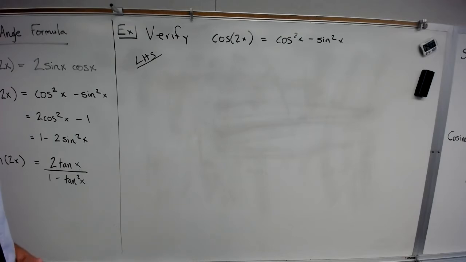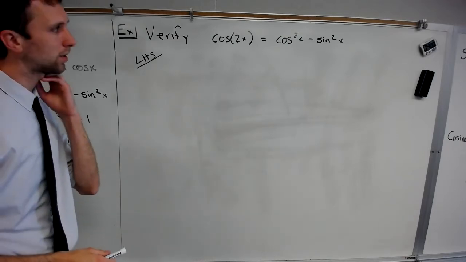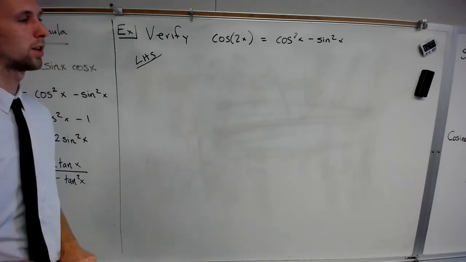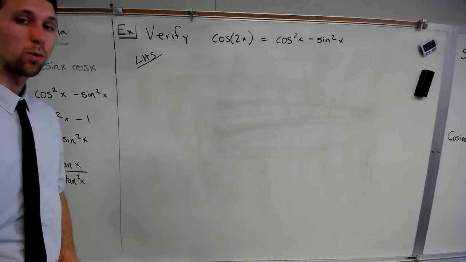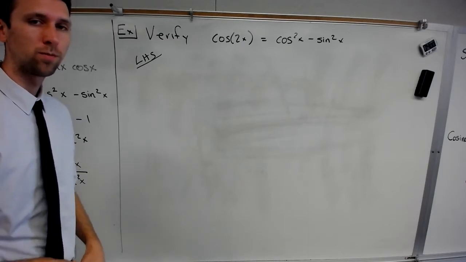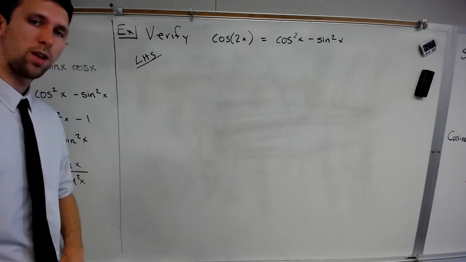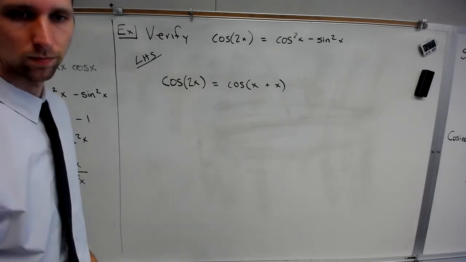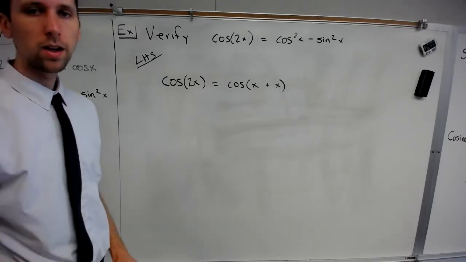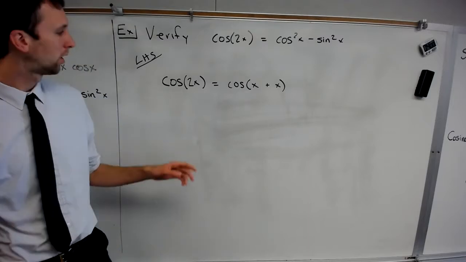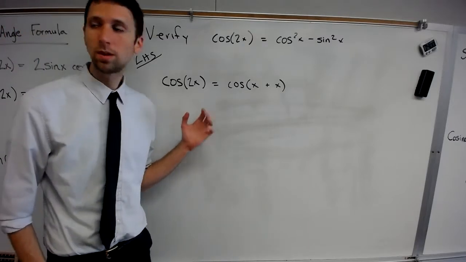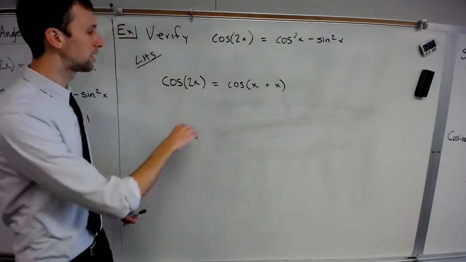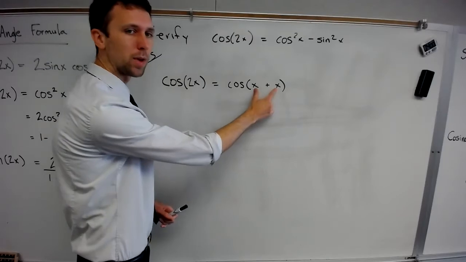For your next one, verify cosine of 2x equals cosine squared x minus sine squared x. So what I want you to do is pause the video, try it out for yourself. Then when you're done, hit play and you can check how you did. All right, let's see how you did. I hope you remembered the trick. The trick to verify the double angle formulas is to rewrite 2x as the sum, x plus x.